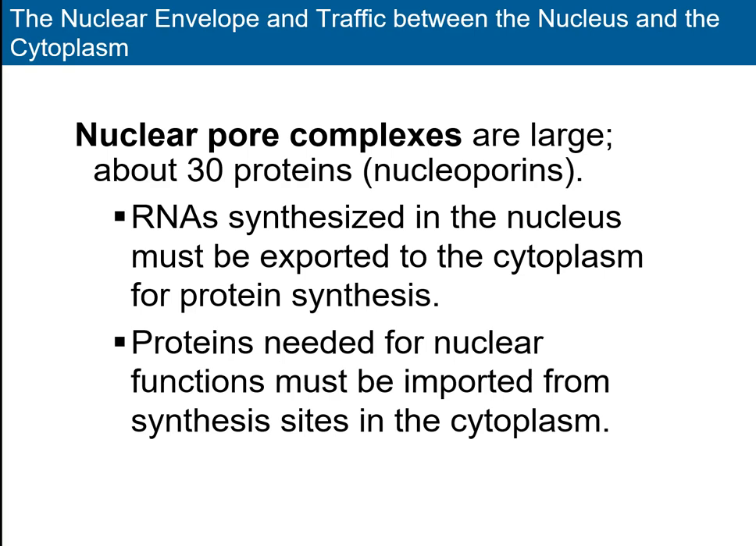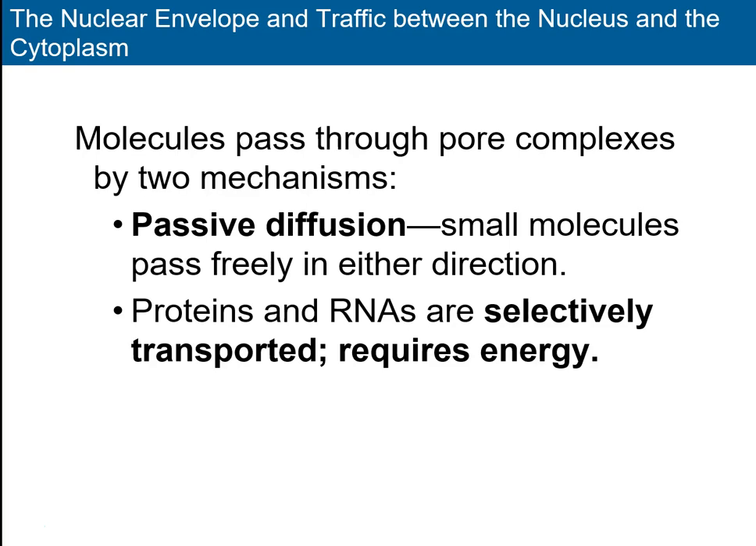All right, now the next topic is to talk about those complexes, okay? The nuclear pore complexes are large. About 30 proteins make up that nuclear pore complex. Just to remind you, RNAs that are synthesized in the nucleus have to be exported out of the nucleus to the cytoplasm to find a ribosome so that they can be translated. Also, there are proteins needed inside the nucleus, so they have to be imported from synthesis sites in the cytoplasm. Think about all those proteins involved in transcription. They have to be able to make their way in.